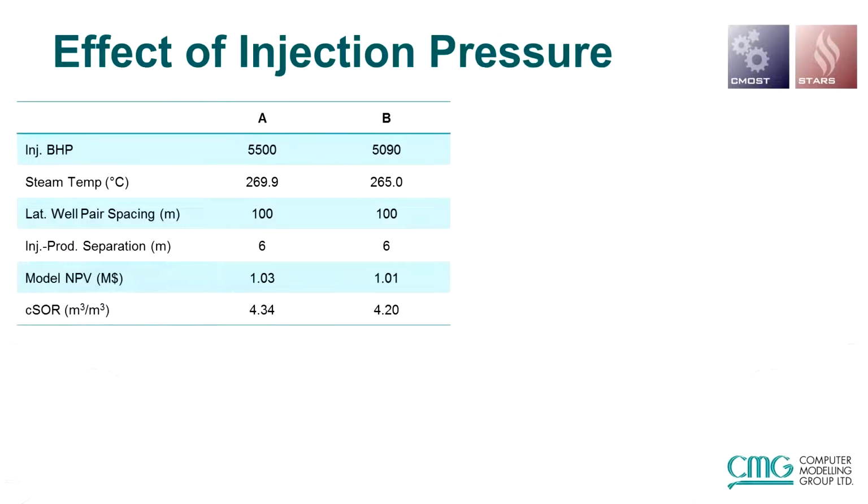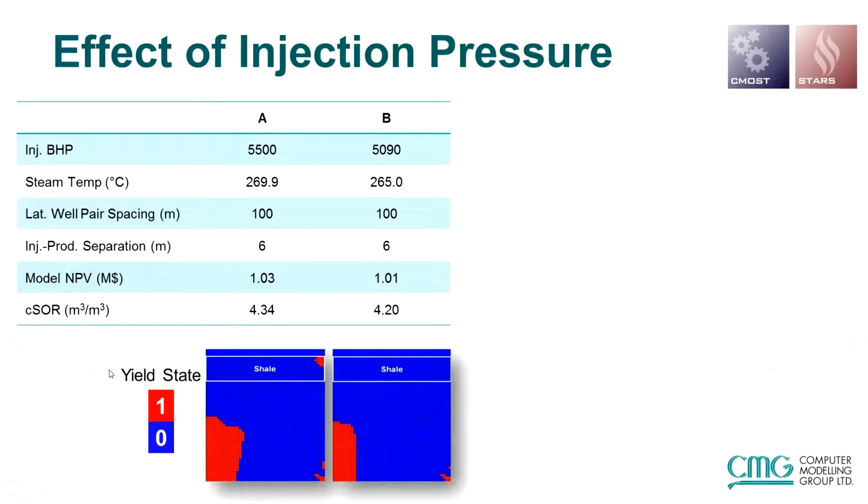So a quick example of the effect of injection pressure. Two cases, model A and B, where everything is almost the same. The only difference is the injection BHP is slightly higher in the case of model A. And you can see here, in case of model A, in the shale zone, you see the red color indicating the yield state of 1, and that indicates plastic failure. In case of model B, there is no failure in the caprock.